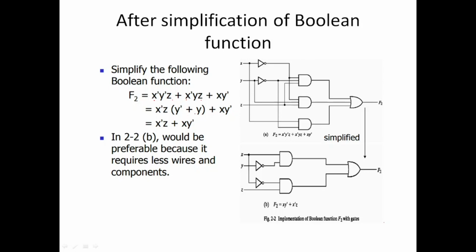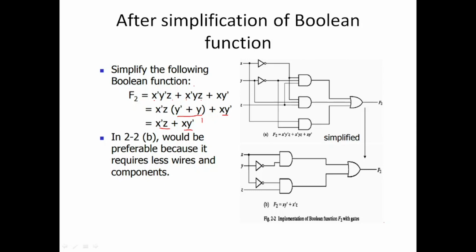So what is Y dash plus Y? It is 1. We have seen the postulates in the previous slides. And what is X dash Z dot 1? X dash Z dot 1 is X dash Z, right? And here X Y dash is written as it is. So this Boolean function consisted of three terms. After simplification we are having only two terms. One term is reduced here.